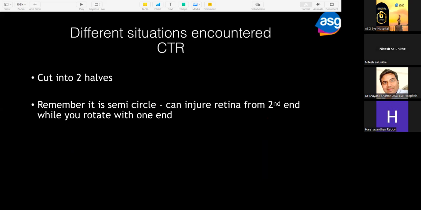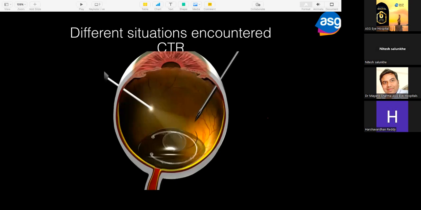Now the CTR can also drop. One thing you should always remember is the CTR is like a semicircle, so you have to sort of visualize it. You cannot remove it completely, because if you try to pull it out, the trailing limb of the CTR is going to tear your retina. So the only safe way to do it, I think, is by cutting it into two halves.